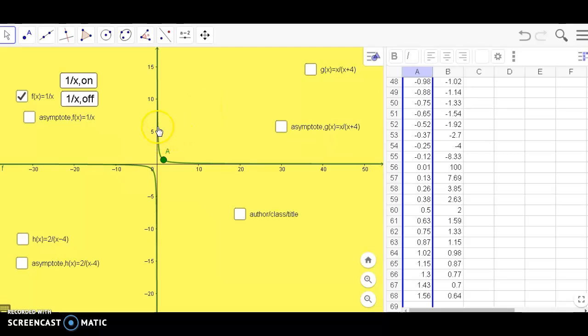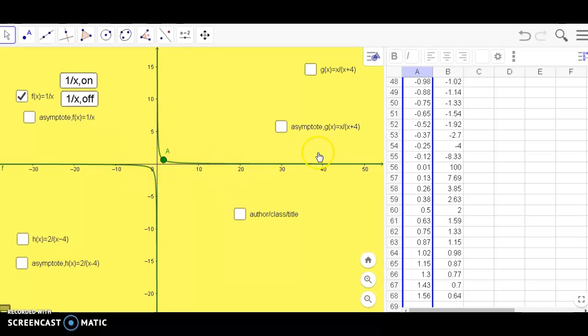Y-intercept, could have a y-intercept here, and if I zoom in and out, I might locate one. It doesn't look like I'm going to have a y-intercept. But there's nothing happening here. That's interesting. So let's see about that gap.